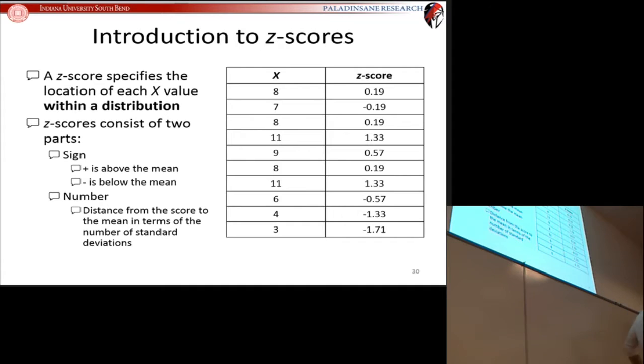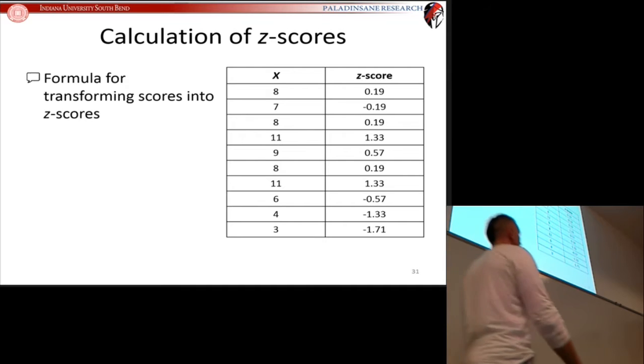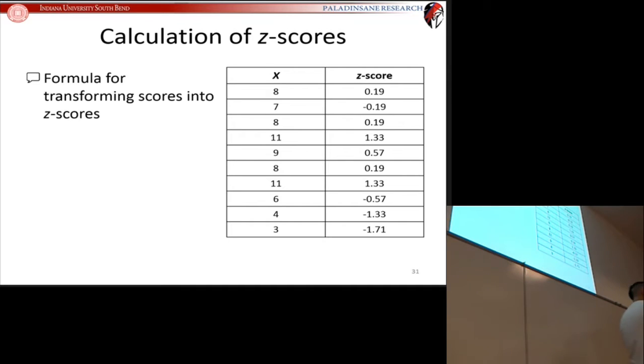All right, so we got a lot of information. We got this incredibly useful z-score. What do we do? How do we get it? How do we actually make these z-scores? So we're going to take a look at the calculation of z-scores, and the formula for transforming your raw scores into z-scores is similar for a population and a sample.